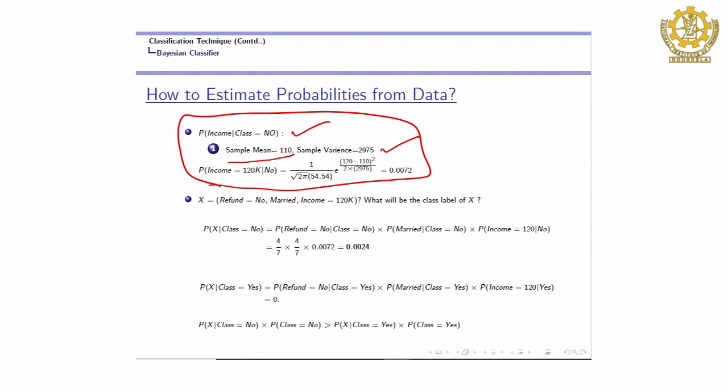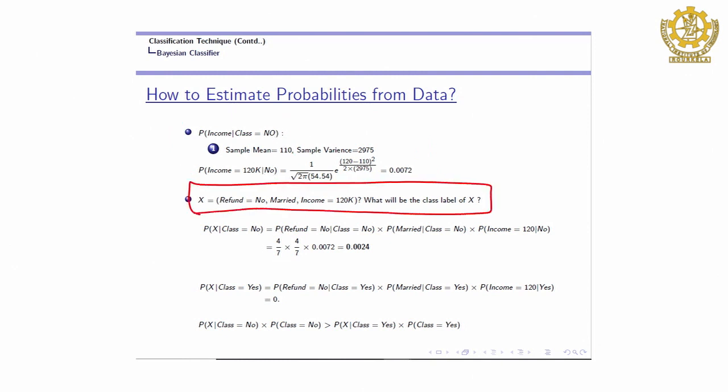Now, one complete example of how to compute the class level of an unseen object. Let us say the unseen object is x: refund no, marital status married, and income 120k. What will be the class level of x? You compute the probability of class yes, whether he cheats or not, given x, and the probability of class no given x. For this we use the naive Bayes classifier.